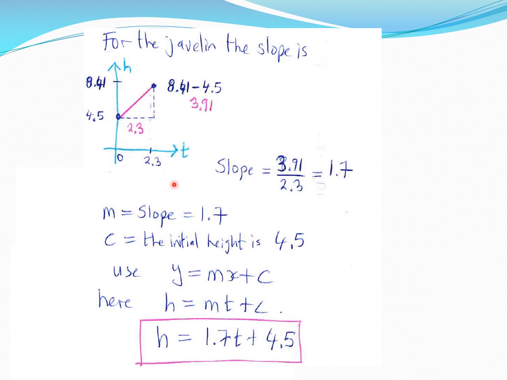So for this particular javelin, we now know the slope is 1.7, and we know the initial height is 4.5. Again, using our y equals mx plus c, or h equals mt plus c, m is the value of the slope, 1.7, and the c value, the initial height, is 4.5. So h is equal to 1.7t plus 4.5.